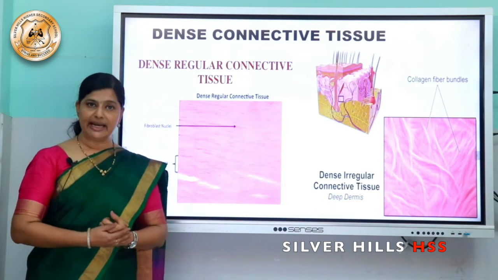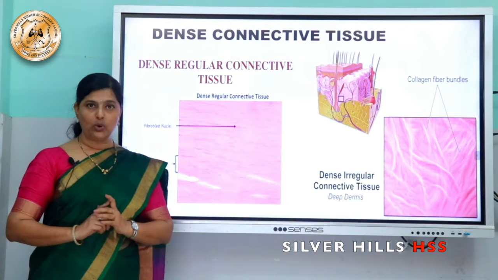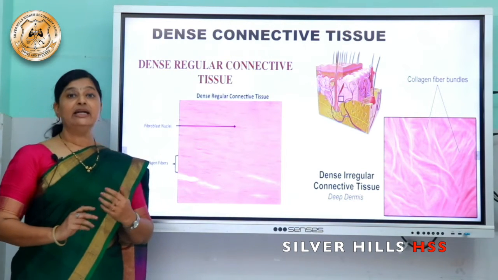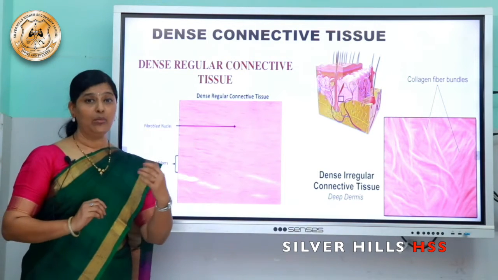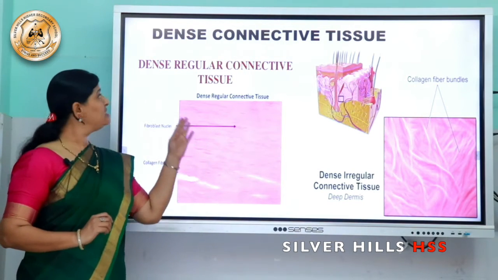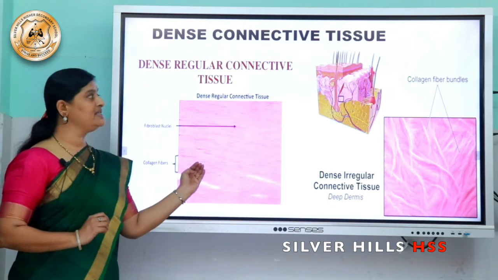You know what a ligament is? The one which connects bones. And what is a tendon? The one which joins the skeletal muscles with the bones. So, these are the examples for dense regular connective tissues.